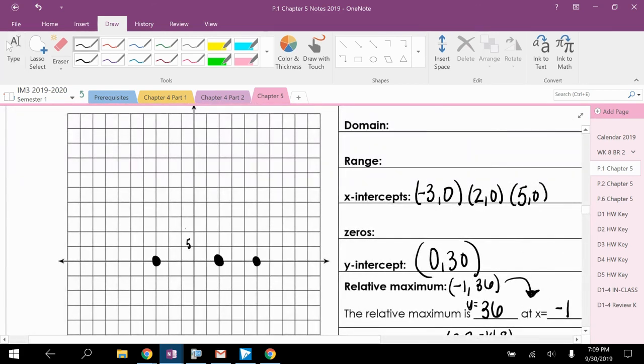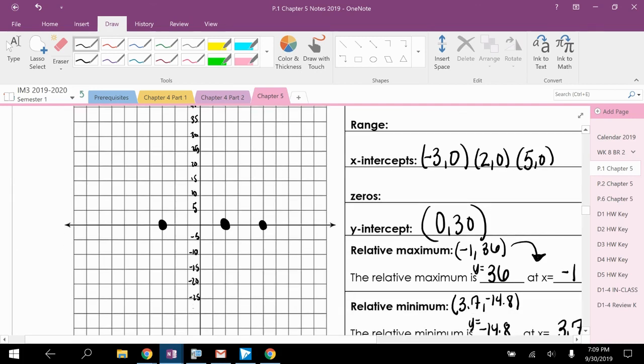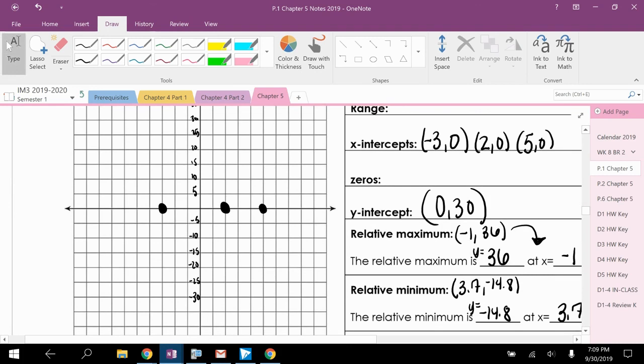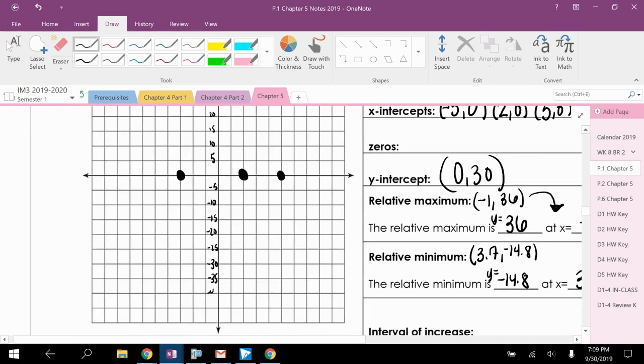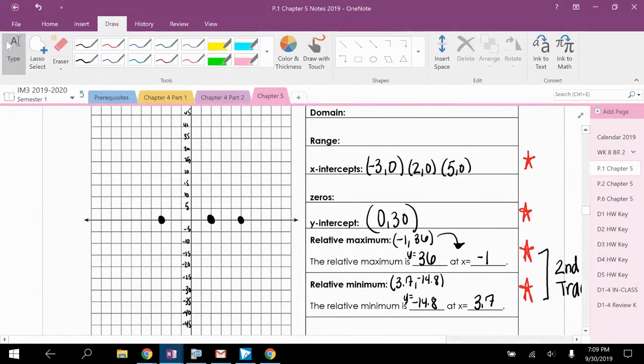So 5, 10, 15, 20, 25, 30, 35, 40, 45, and then 50, and then go the reverse, -5, -10, -15, -20, -25, -30, -35, -40, -45, and then -50. Okay, so that will help us graph this accurately with that high y-intercept. So I'm going to put that y-intercept now at 0, 30. So it's going to be all the way up here.